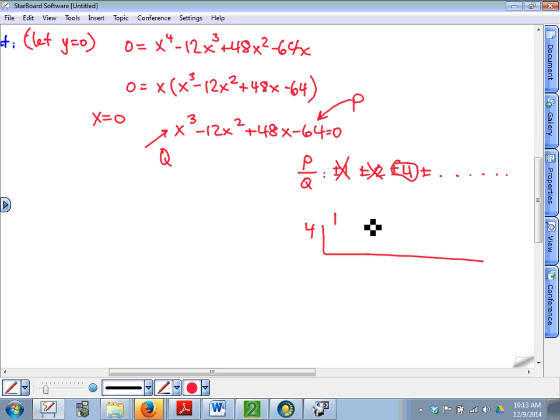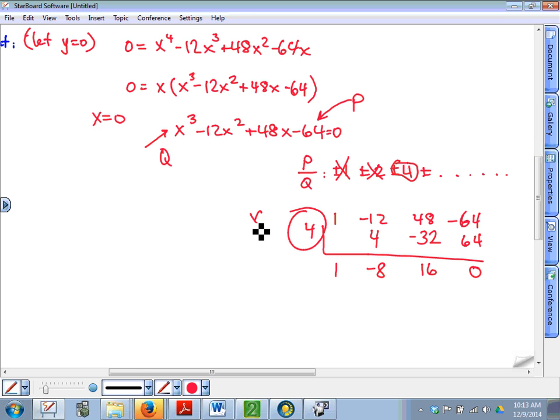So anyway, if we're testing for 4, drop down the 1. Does this look familiar at all to anybody? 1 times 4 is 4, subtract. And then 4 times 16, 64. Subtract, get 0.